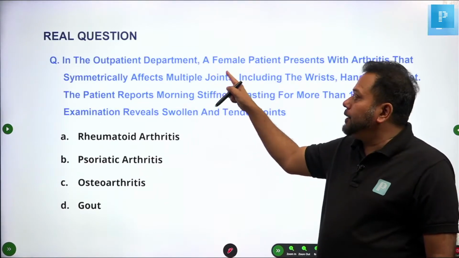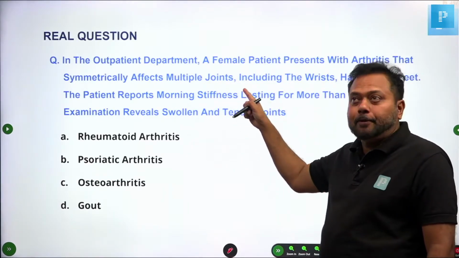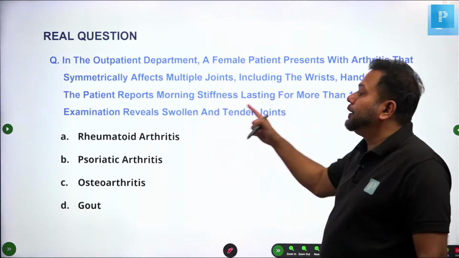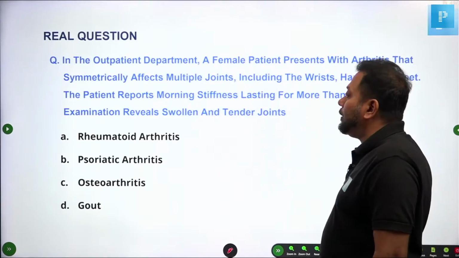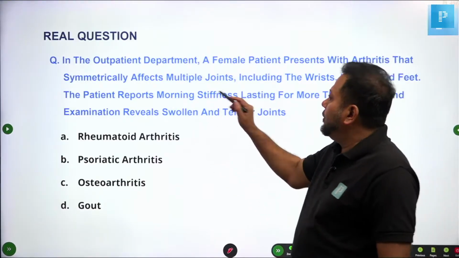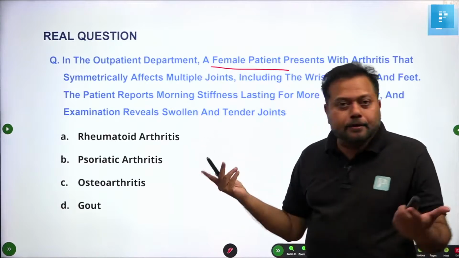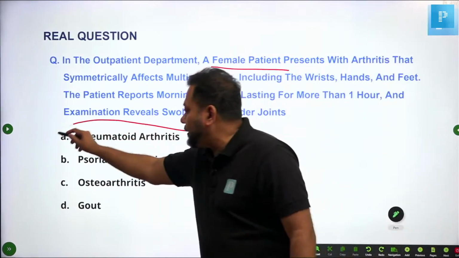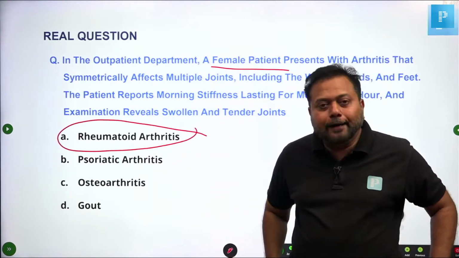In an outpatient department, a female patient presents with arthritis that symmetrically affects multiple joints, including the wrist, hand and the feet. The patient reports morning stiffness lasting for more than 1 hour and examination reveals swollen and tender joints. Very, very straightforward. Female patient. Okay. Yes, symmetrical joint involvement. The answer should be yes. Very good. Excellent. All of you have answered correctly. The answer is rheumatoid arthritis.